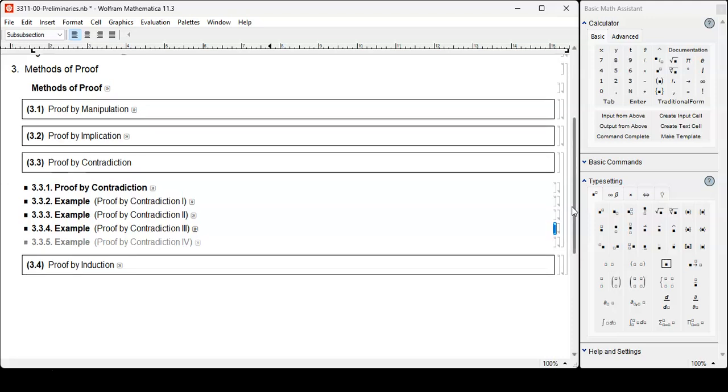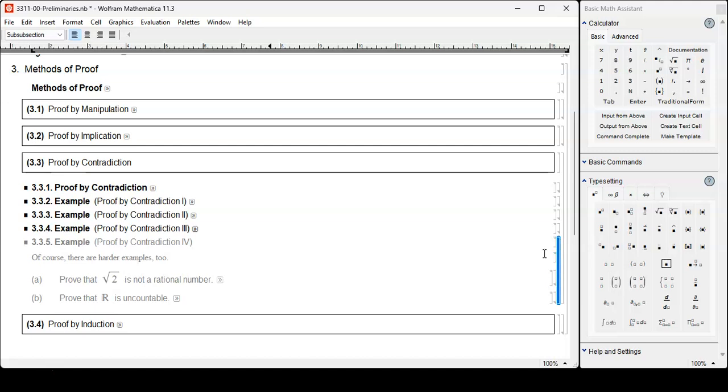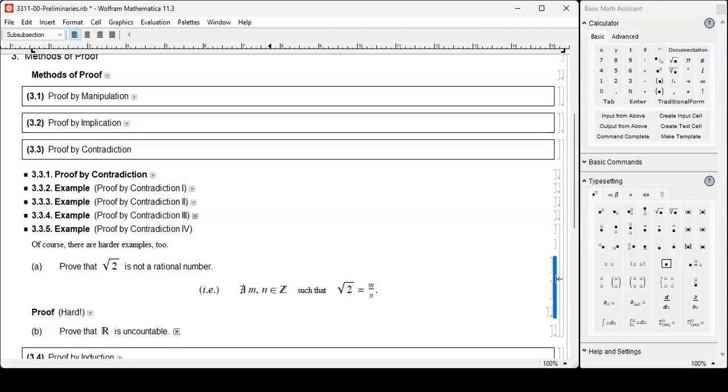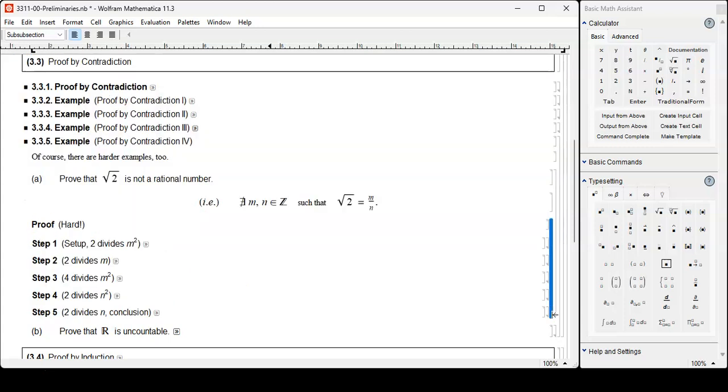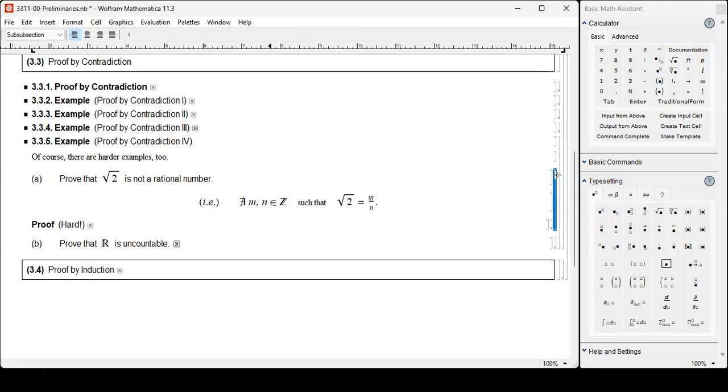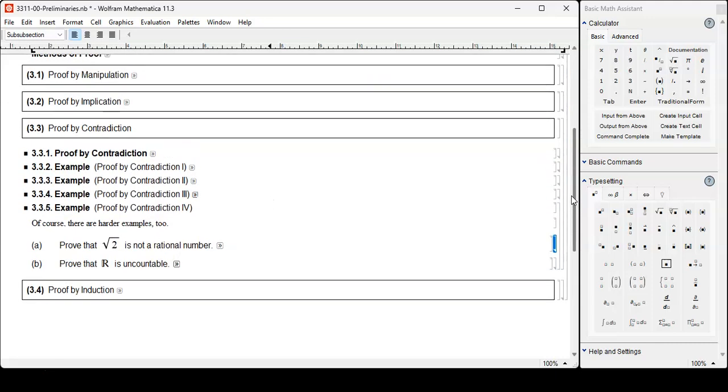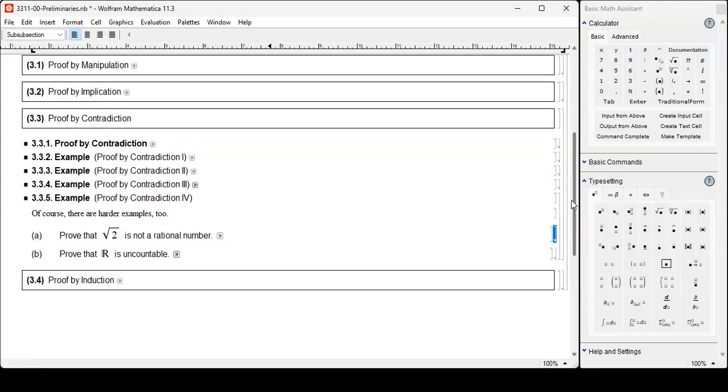And there are even other examples, of course. What about these? Prove that the square root of 2 is not a rational number. It's an irrational number. How do you do that? This is something we are going to do a little bit later in this course. It's a long proof, and it's pretty hard with multiple steps. So let's postpone that.